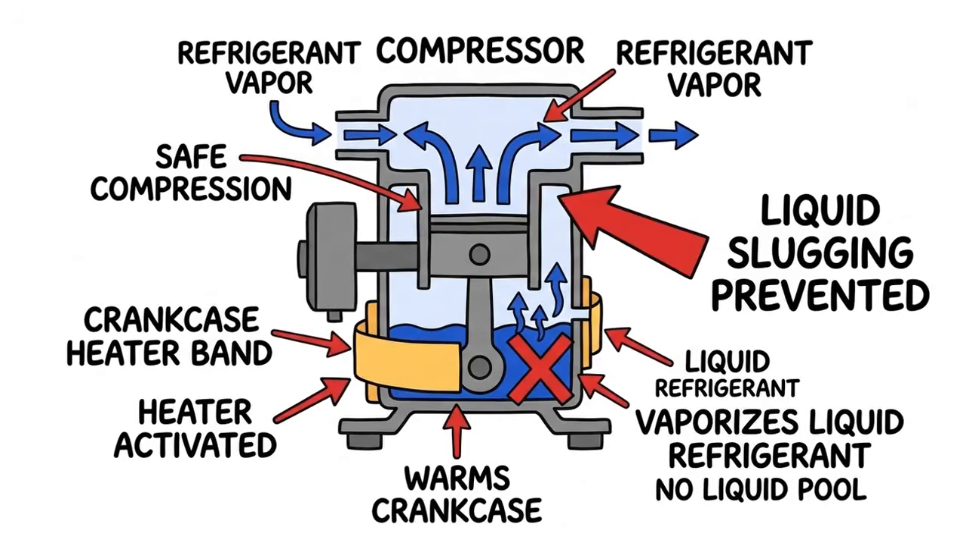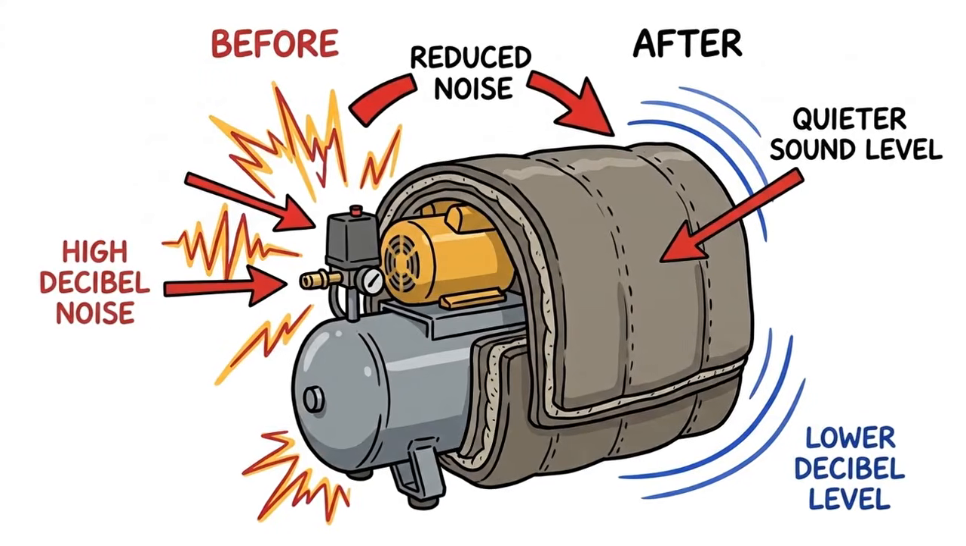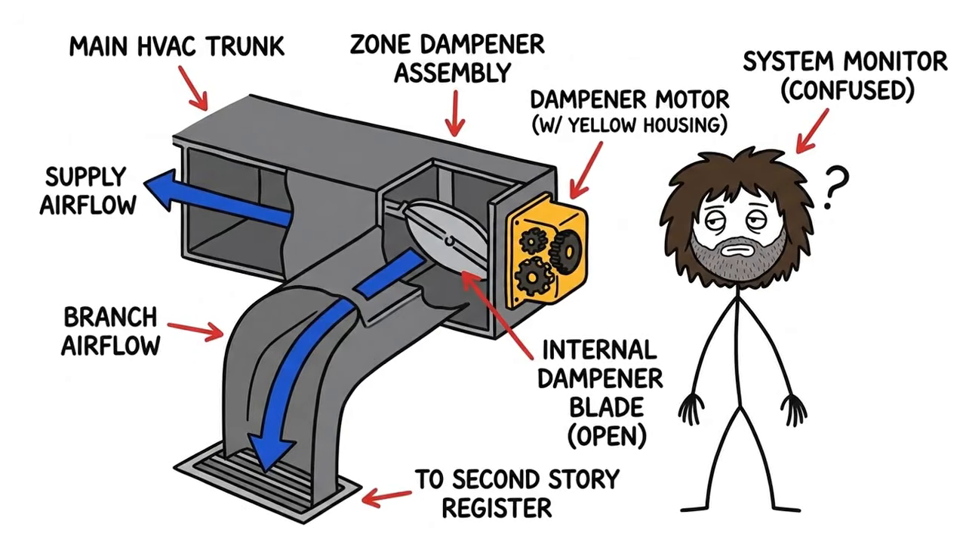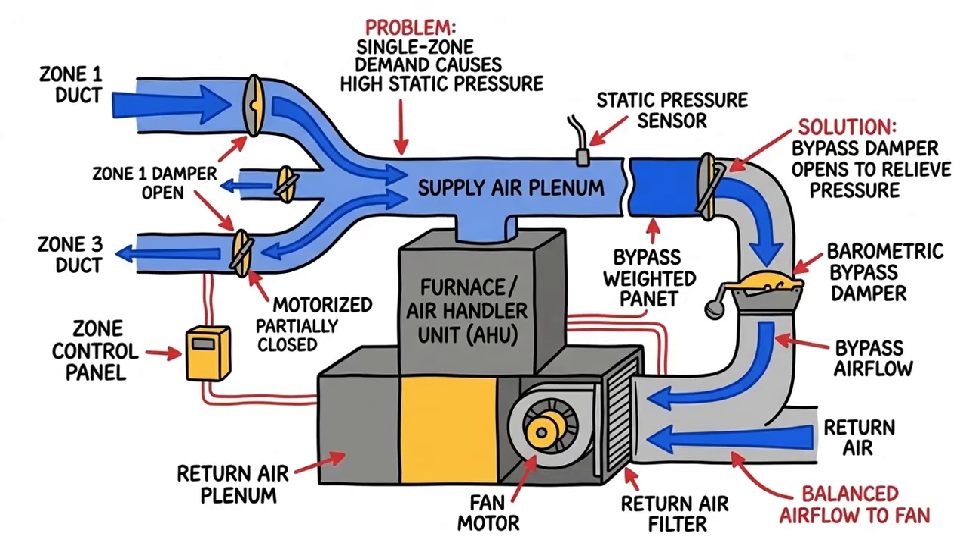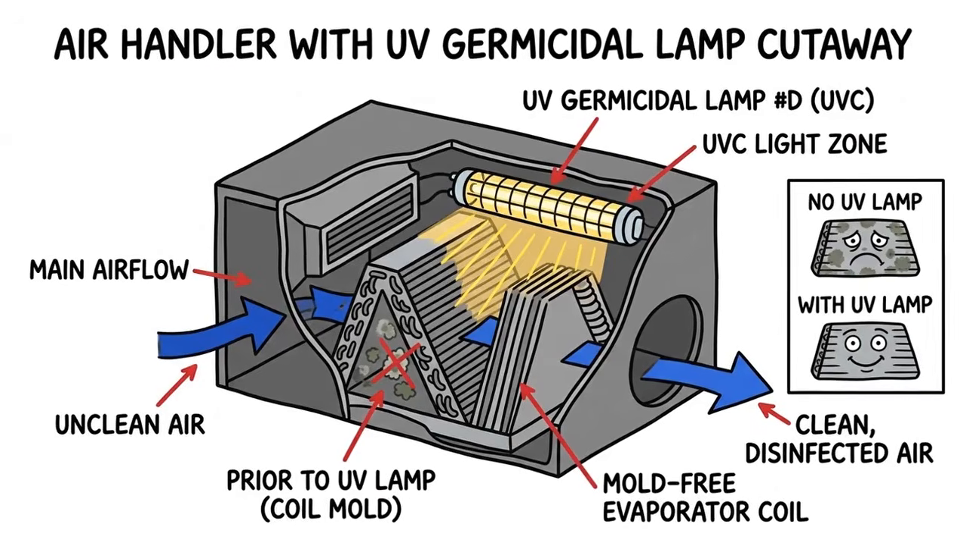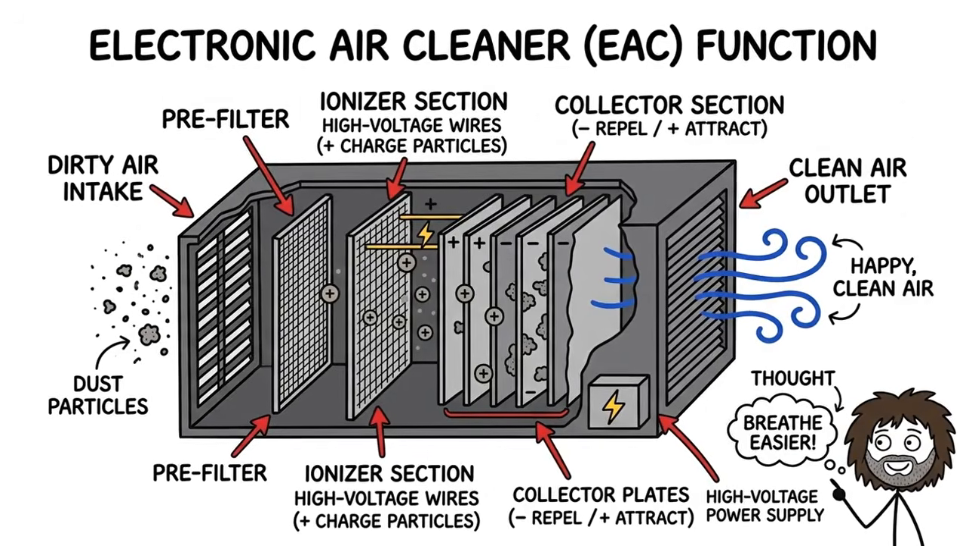When moisture in the air hits a sub-freezing coil, it freezes solid, turning your evaporator coil into a solid block of ice. Once an evaporator coil freezes solid, airflow stops completely, and liquid refrigerant can flood back to destroy your compressor. Replacing your air filter every 30 to 60 days is the single most important maintenance task any homeowner can perform.